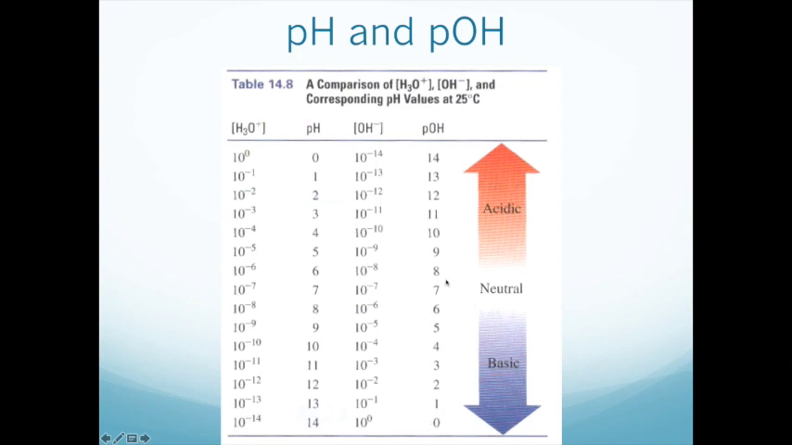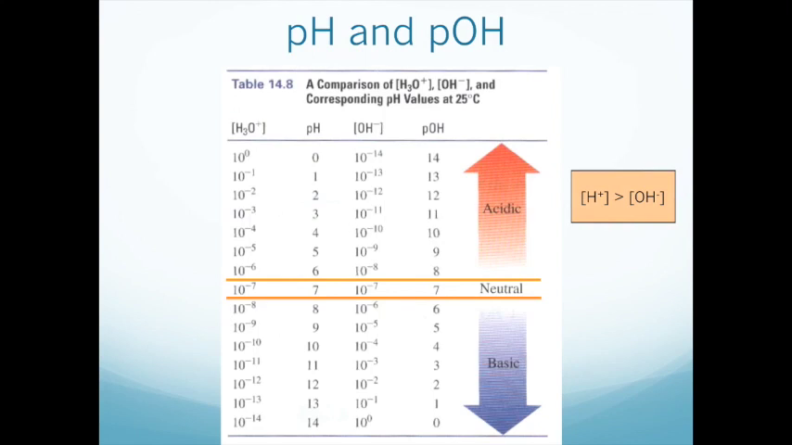Now, for extremely strong acids and bases, sometimes you can go to negative pHs or pOHs. However, this is very uncommon and usually not encountered. Obviously, neutral is a pH of 7.